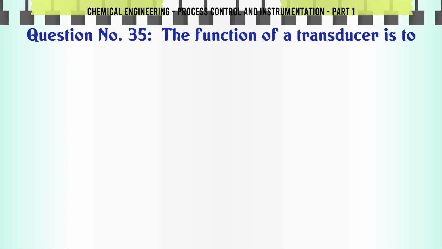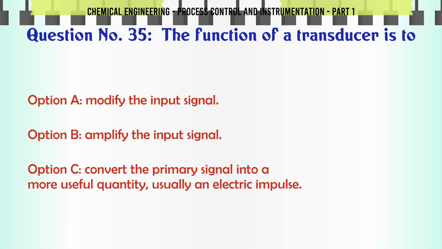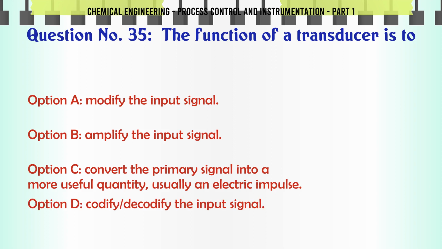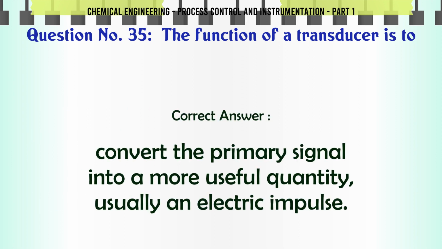The function of a transducer is to A. Modify the input signal. B. Amplify the input signal. C. Convert the primary signal into a more useful quantity, usually an electric impulse. D. Decodify the input signal. The correct answer is convert the primary signal into a more useful quantity, usually an electric impulse.